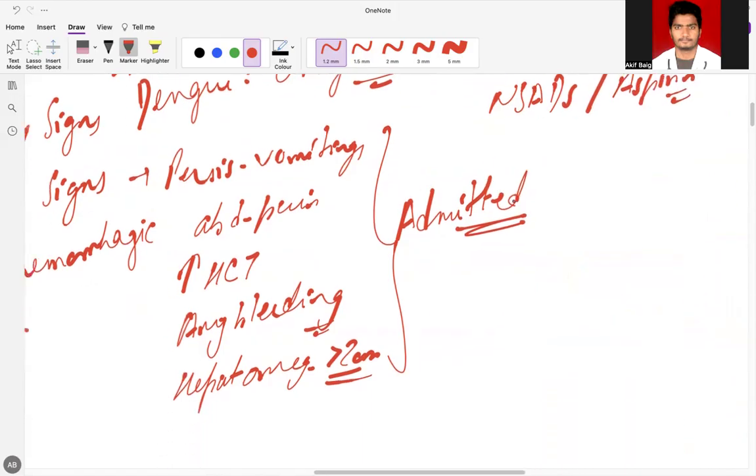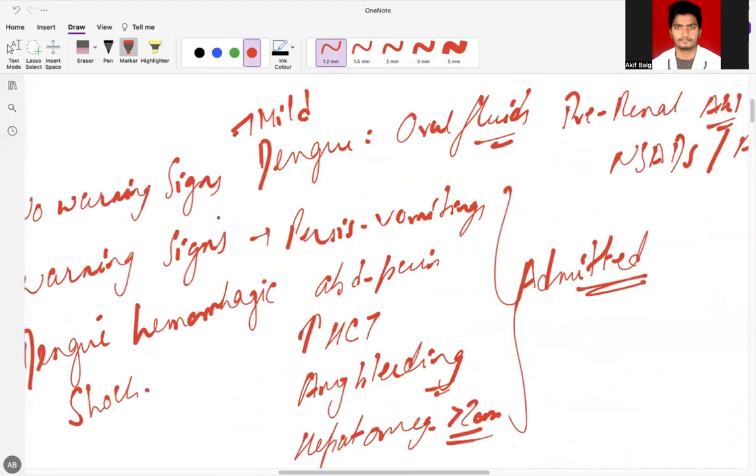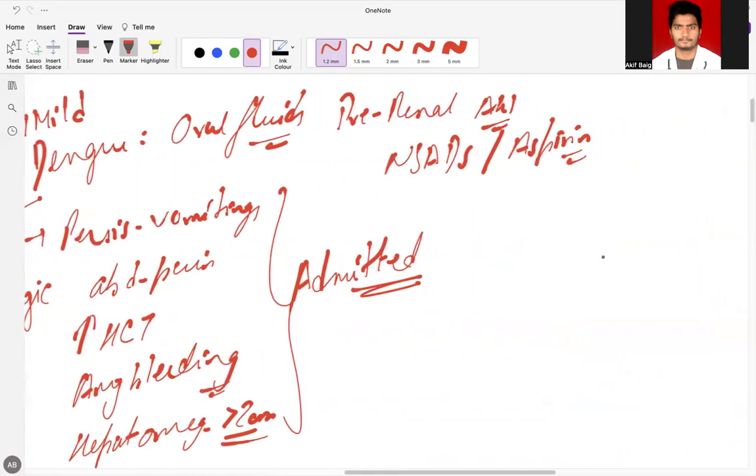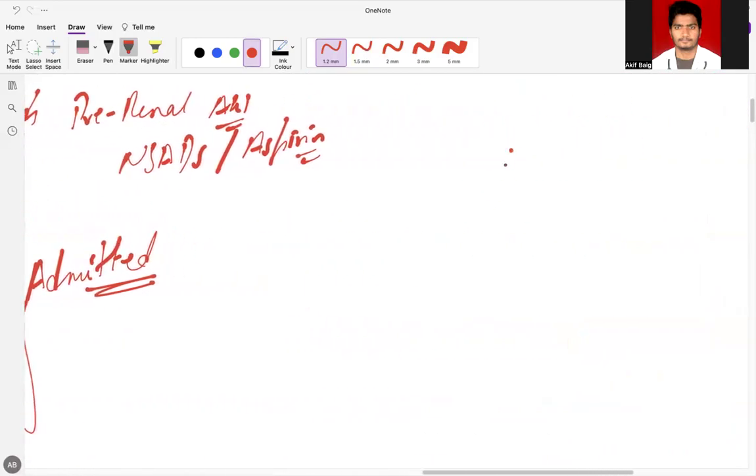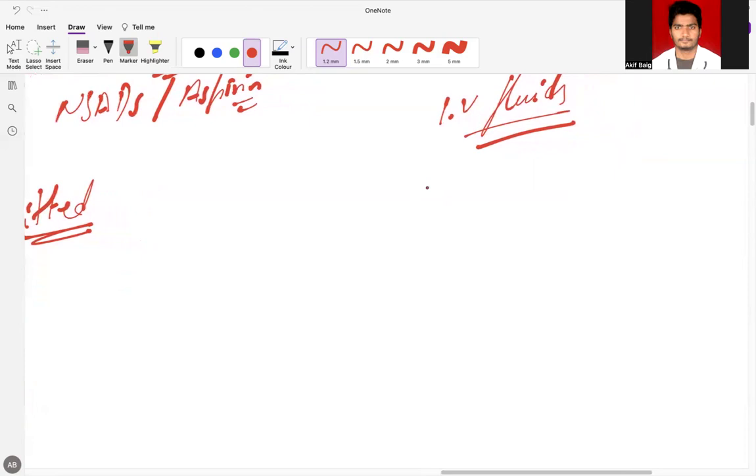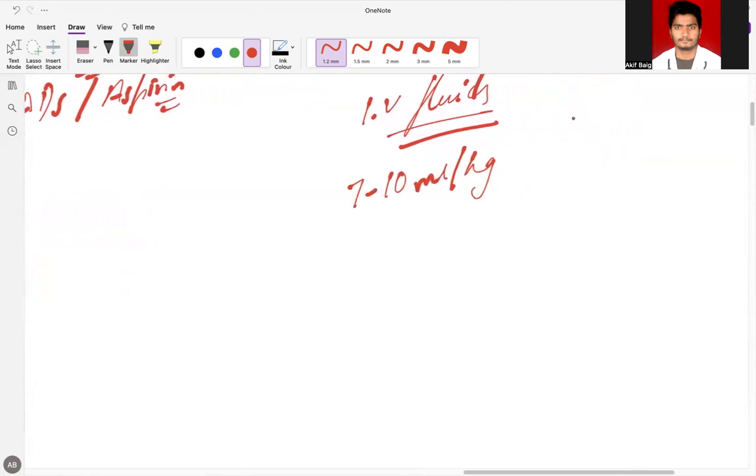So suppose the patient has moderate disease, that is the patient has warning signs and has presented to you, then the main goal of treatment or mainstay of treatment is IV fluids. The usual dose is calculated based on 7 to 10 ml per kg. That has to be given over 1 hour as a bolus. This is the initial bolus which you give.